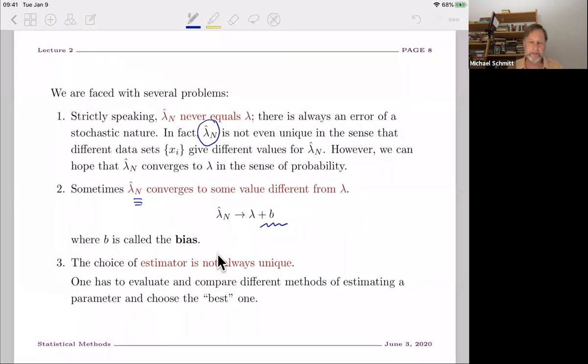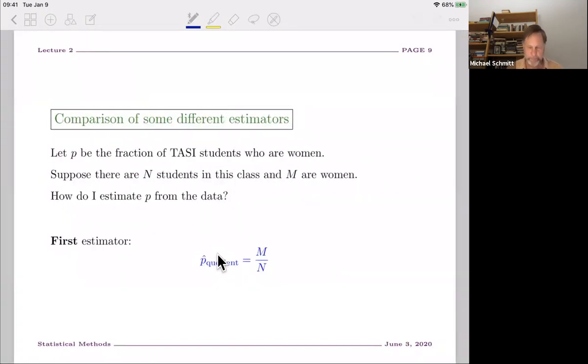Okay, and then finally, as I already said, the choice of the estimator is not always unique. You have different choices. And of course, since you're a scientist, you want to make the best choice, find the best one. You have to figure out what that means. Okay, so let me give you a simple, hopefully fun example of different estimators for a different kind of problem, and we'll see how they compare.